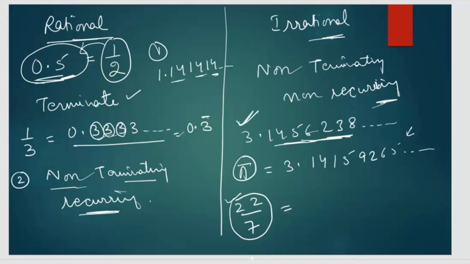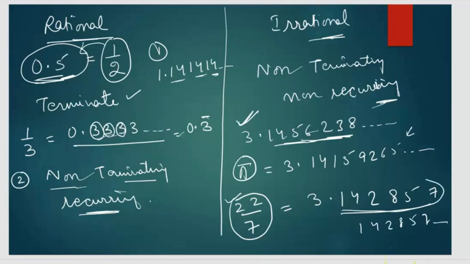And the value of 22 by 7 is approximately 3.142857, and again it will repeat: 142857 up to so on. So see, 142857, 142857 will repeat again. That is why this is non-terminating but reoccurring. So this is rational, but the exact value of pi is an irrational number. So that is why pi is an irrational number.